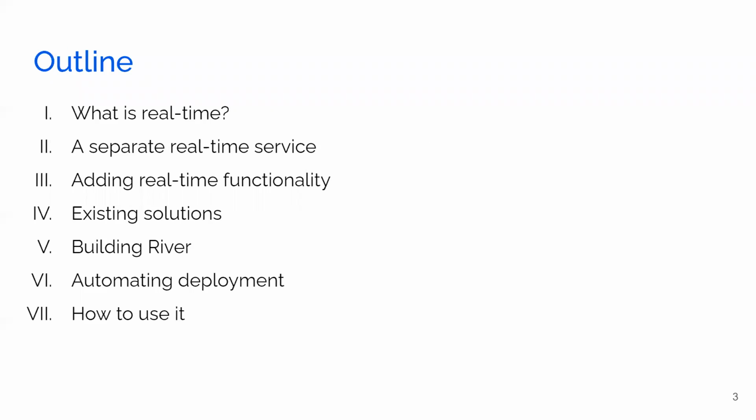I'll start with a quick outline of this presentation so you know what you're getting into. Real-time is such a wide space that at first I want to clarify what real-time means in the context of web applications and which use cases we had in mind when designing River. I will then talk about why a separate real-time service might be a good idea, and Mark will walk you through an example of adding real-time functionality to an existing app. We will then look at some of the existing solutions before diving into how we built River and automated its deployment. Finally, we will say a word about how you can use it.